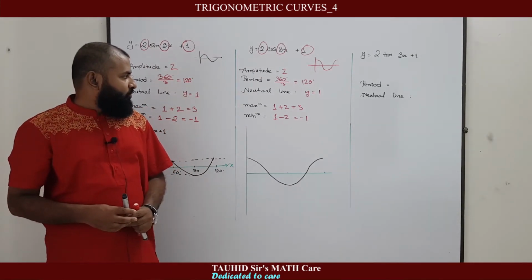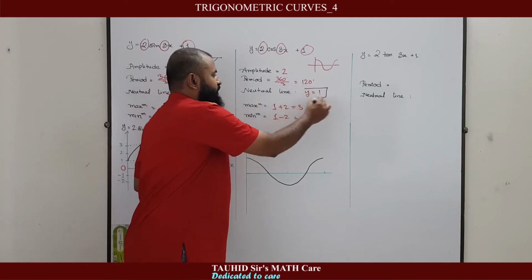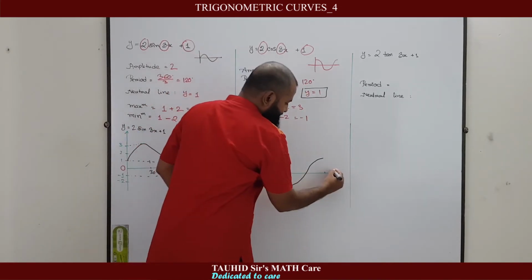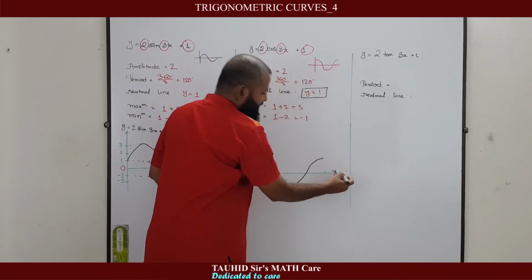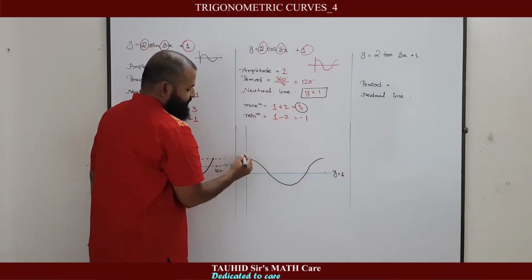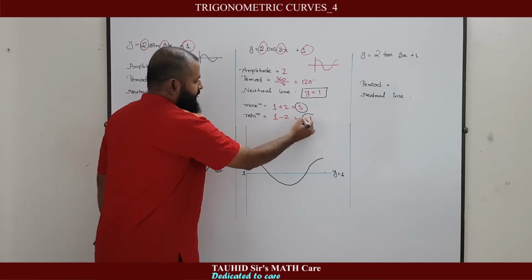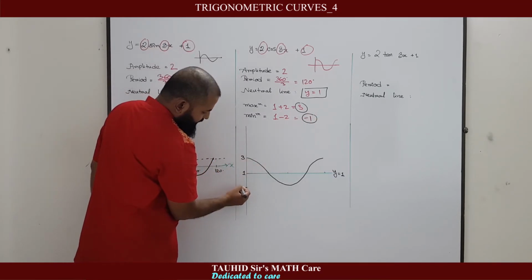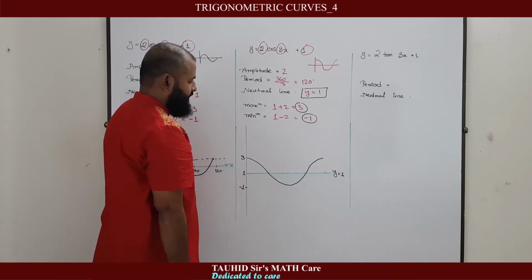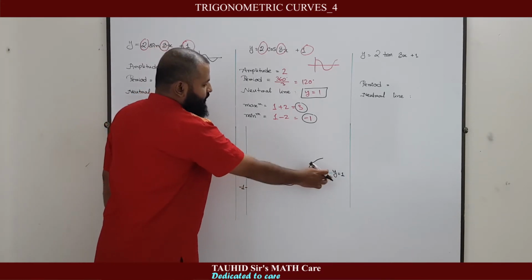Now at first we will focus on the neutral line. The neutral line is this one, y equal to 1 line. The maximum is 3, so this is 3, this is 1, and the minimum is minus 1. So this is minus 1. So this one is our neutral line.